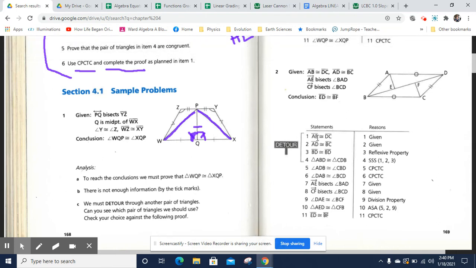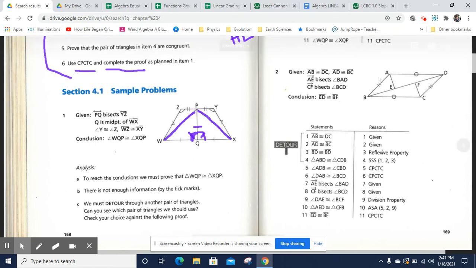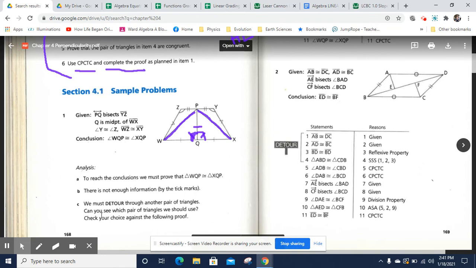The book takes the givens. AB is DC, AD is BC. Those are givens, and then BD is itself by reflexive property, and therefore triangle ABD is congruent to triangle CDB by side, side, side. Now we can then prove a couple of things. We can prove that angle ABD is congruent, so let's label that, we can prove that this is congruent to angle CDB.